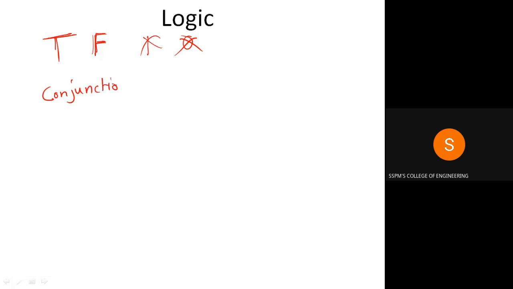Conjunction. What is conjunction? That is the AND operator. The AND operator is called a conjunction.